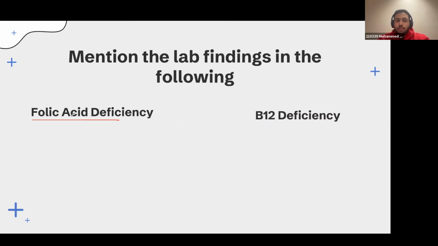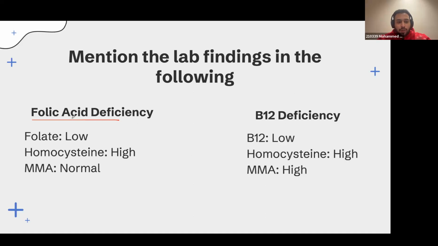Okay. Now, can you tell me, for folic acid deficiency, what's the change that happens when folate is low? Homocysteine, will it be high or normal or low? High. Perfect. MMA, will it be high or normal or low? It will be normal. Perfect. B12, what's the difference between them? Both high for homocysteine, but how about MMA? High MMA. Perfect, guys. Okay, excellent.